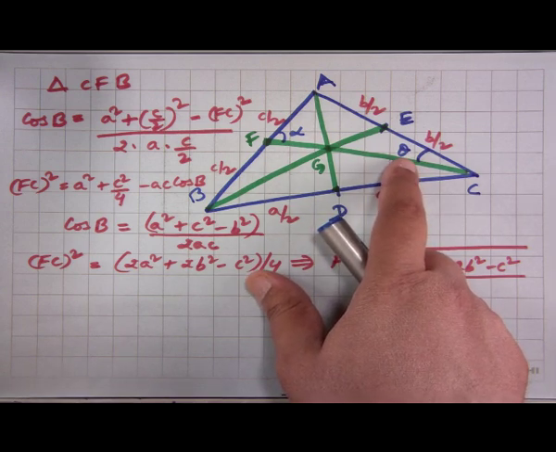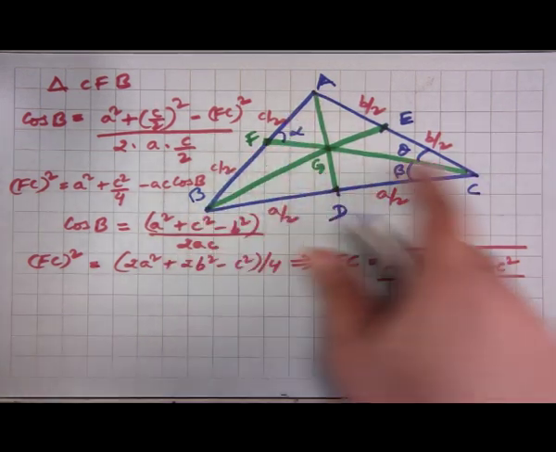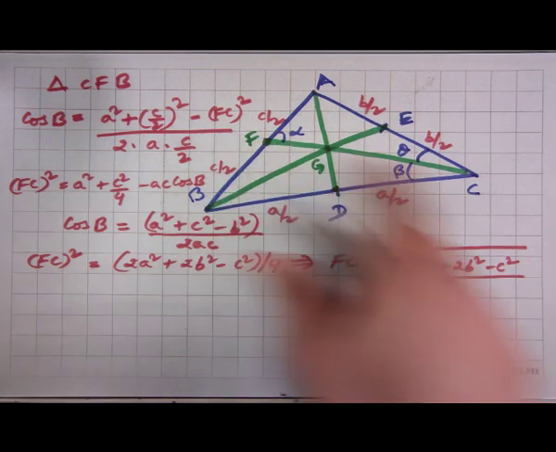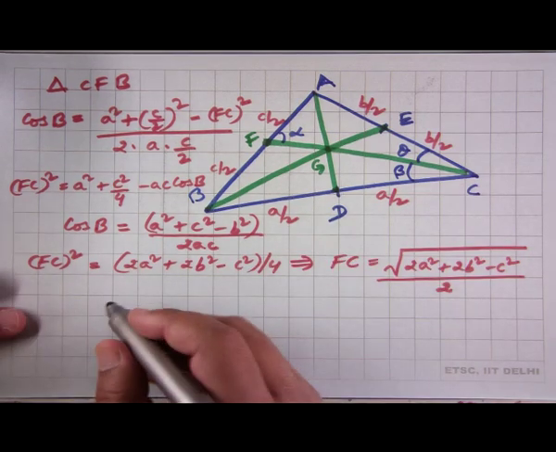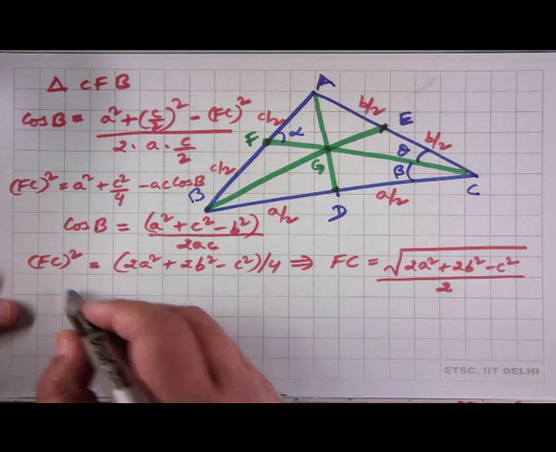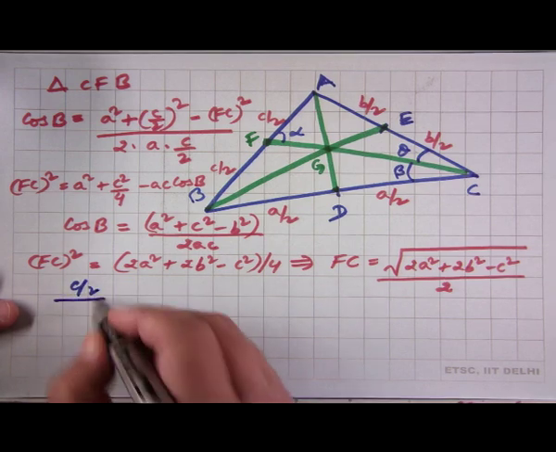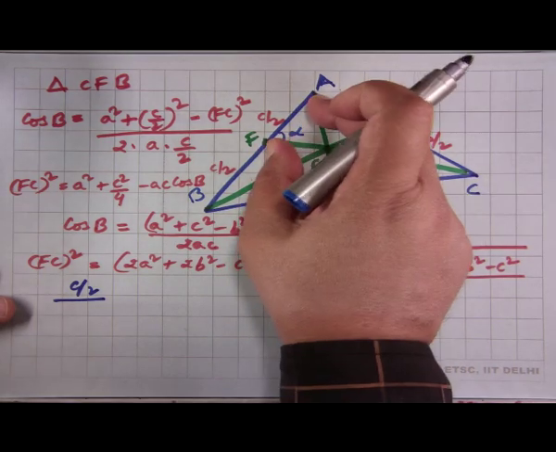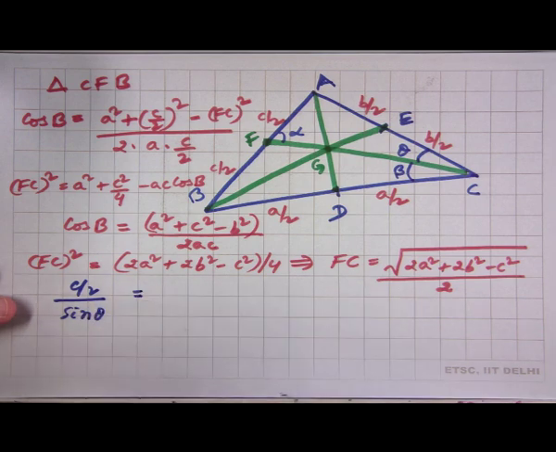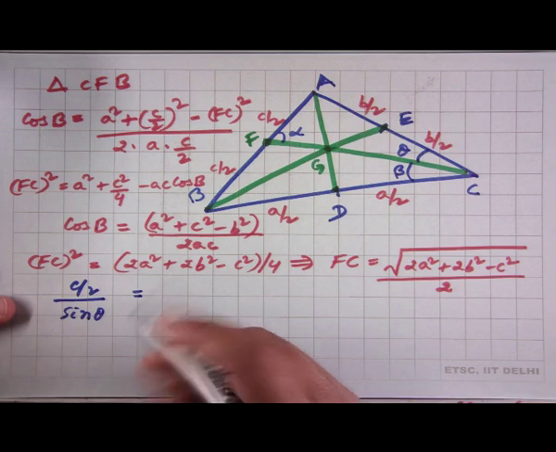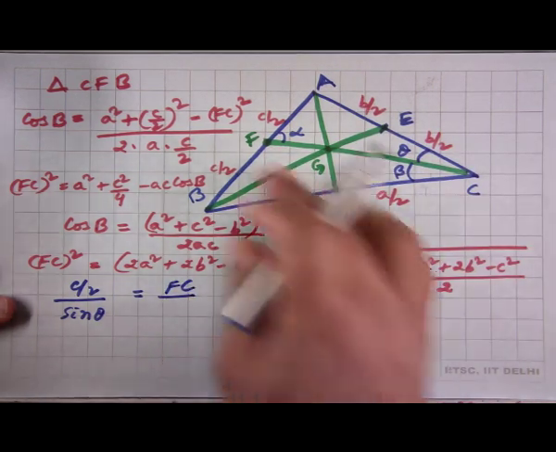We know that theta belongs to the triangle AFC, and if we apply the sine law to this triangle AFC, then what we end up getting is that AF, which is C by 2, over sine of the angle opposite to AF, which is theta. So, C by 2 over sine theta equals FC over sine of A.